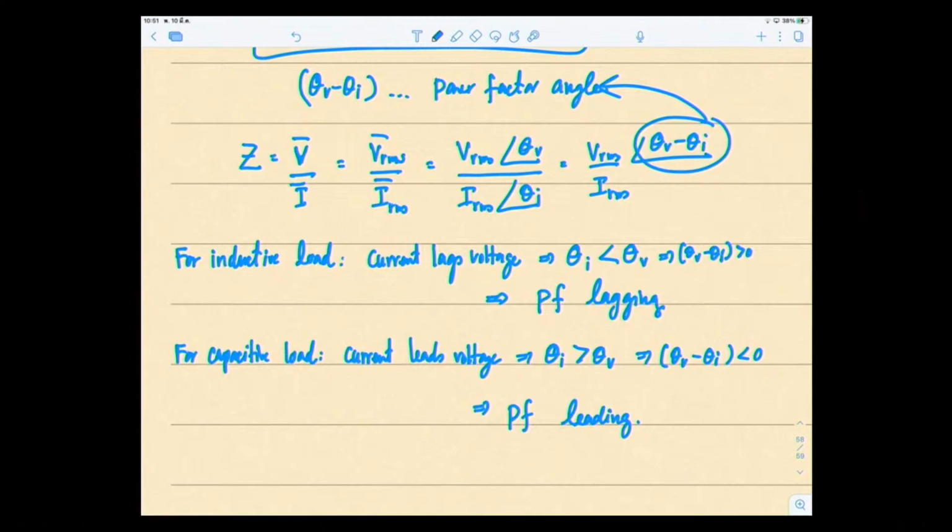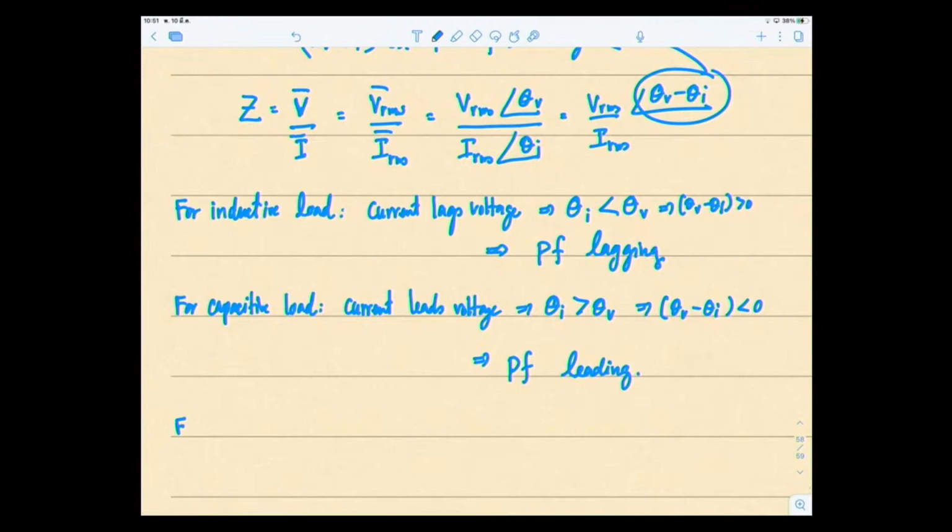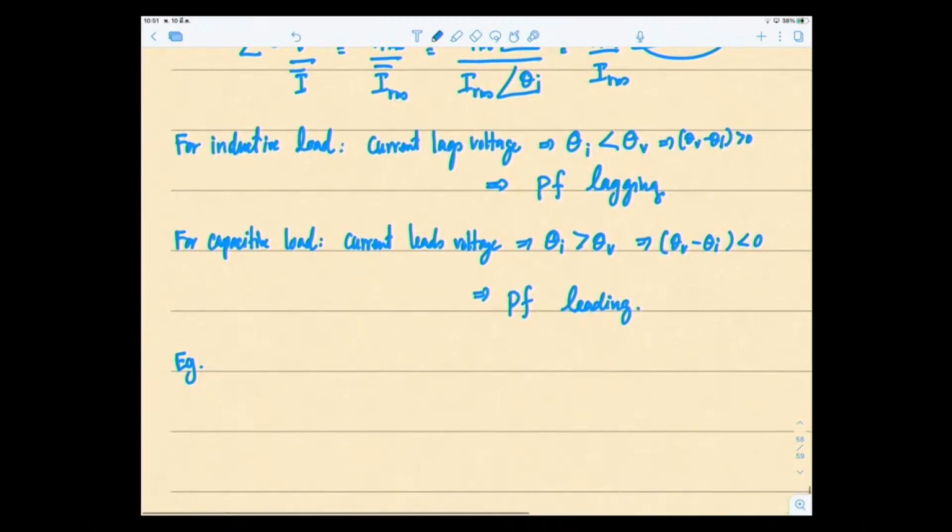Okay, so let's look at an example. Let's say that you have a series connected load.